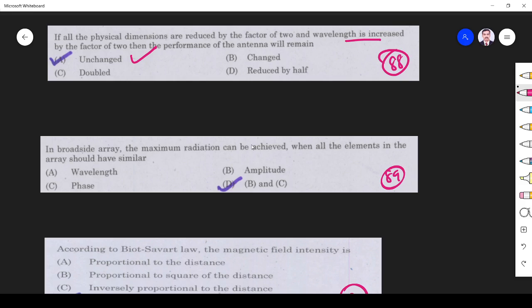In broadside array, the maximum radiation can be achieved when all the elements are fed with similar amplitude and similar phase also. So option B is the right answer.